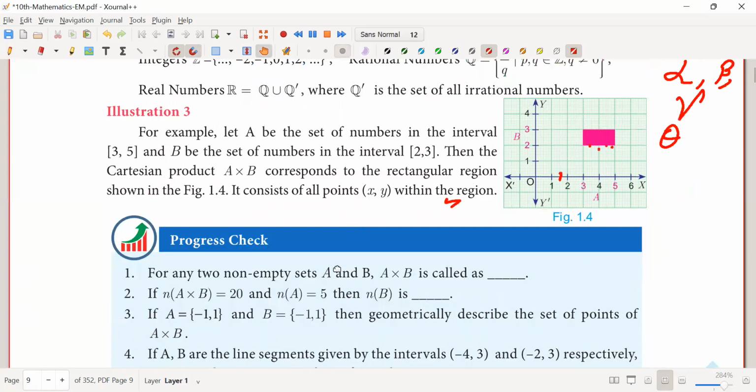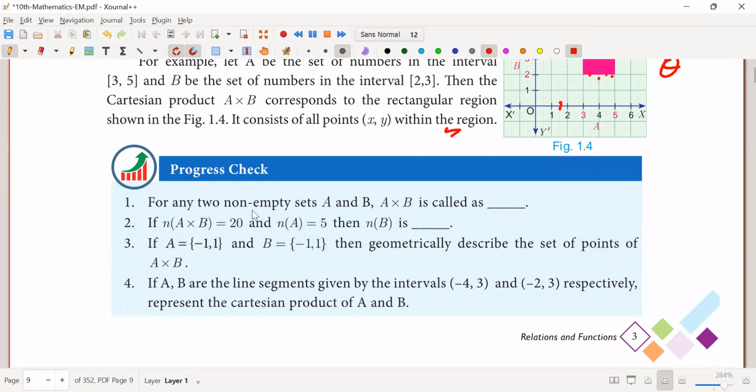For any two non-empty sets A and B, A cross B is called the Cartesian product. Okay, A cross B is known as Cartesian product. If n of A cross B is 20 and n of A equal to 5, what is n of B?